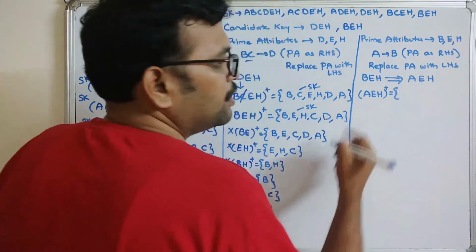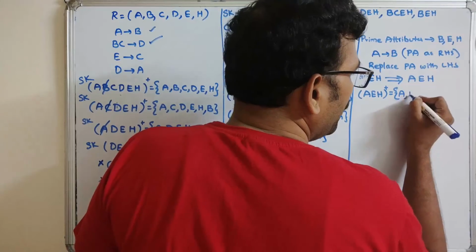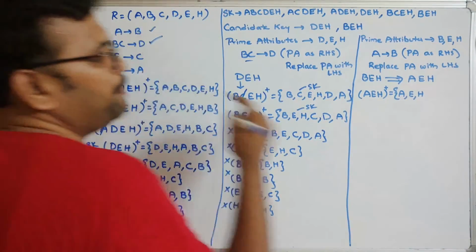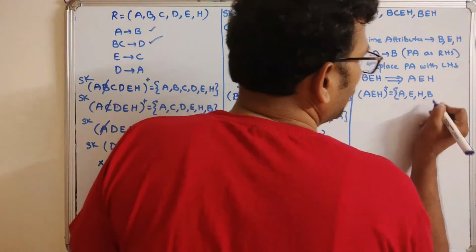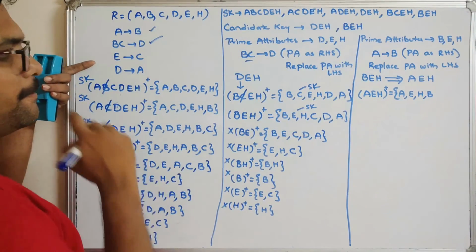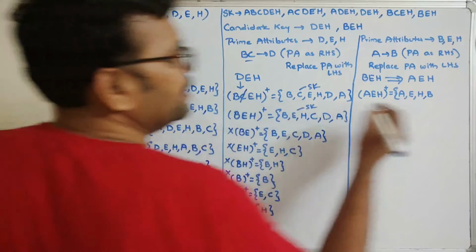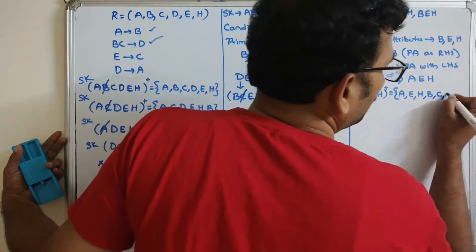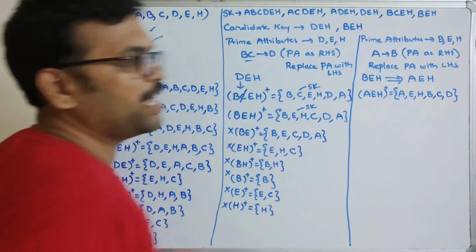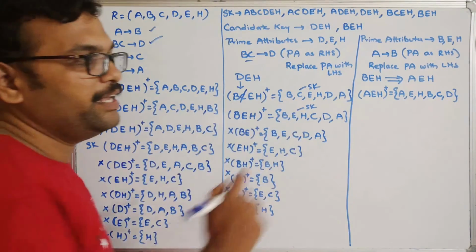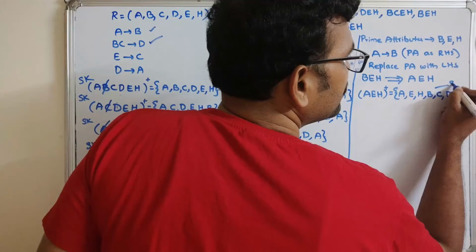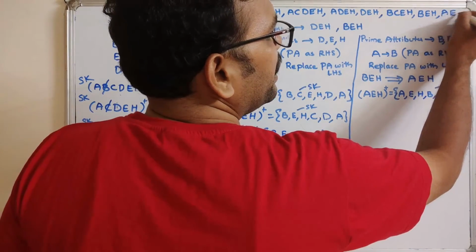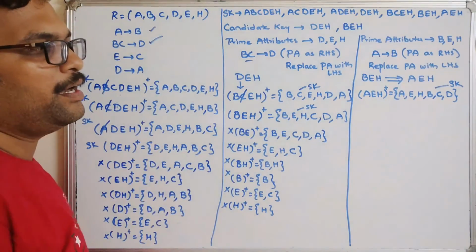AEH closure. From AEH we can find A, E and H. If you know A, we can get B. If you know B and E, we can get C. If you know B and C, we can get D. So you can observe all 6 attributes have been determined by using AEH. So this is a super key. So we can add here A, E and H, right?